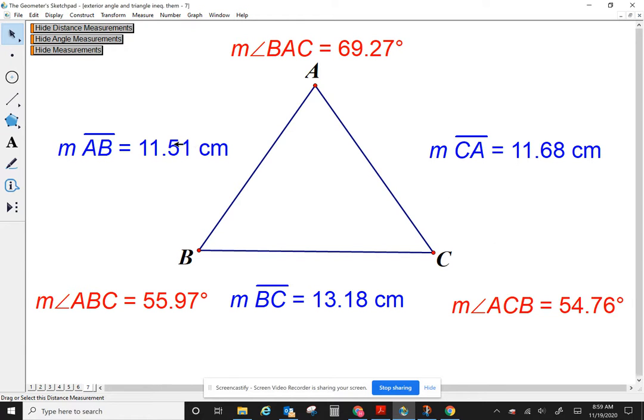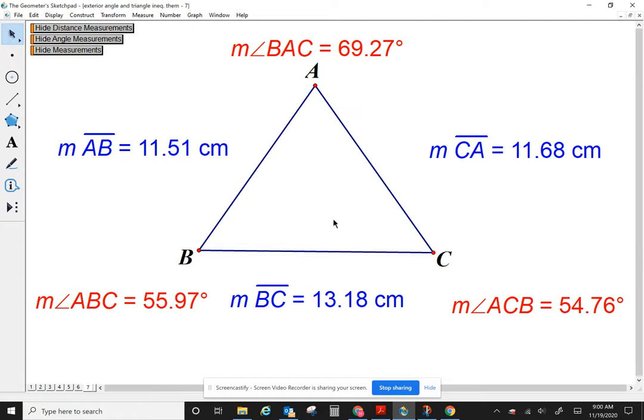Let me look at the sides. The smallest side is 11.51, right? I can compare my numbers. When I look at my angles, the smallest angle is 54.76. One interesting part, though, is that the smallest side is opposite from the smallest angle. In geometry, opposite means far away. So I will be able to know which angle is the smallest if I'm only given the sides, because the smallest side is opposite from the smallest angle.